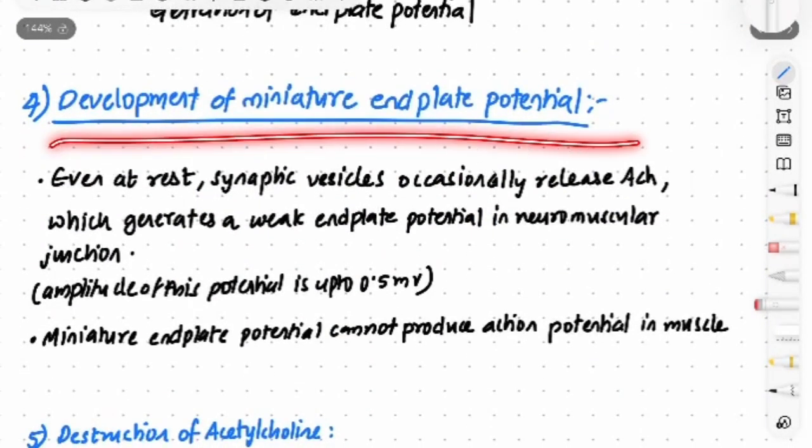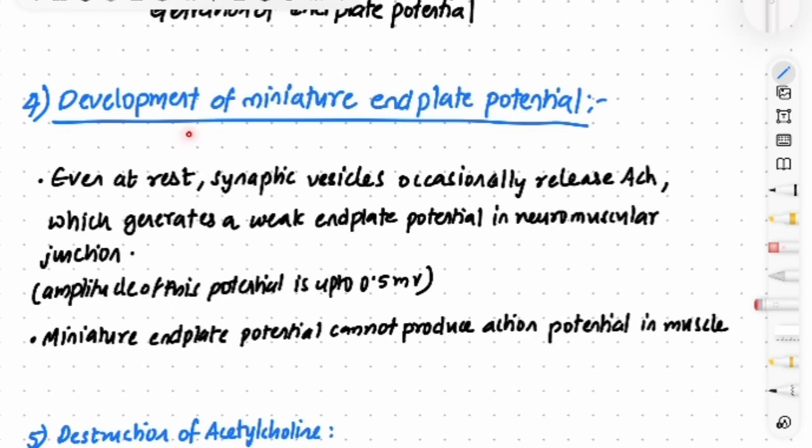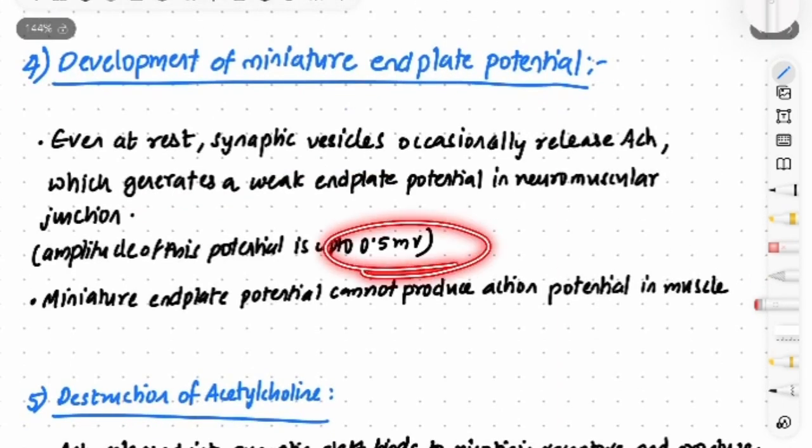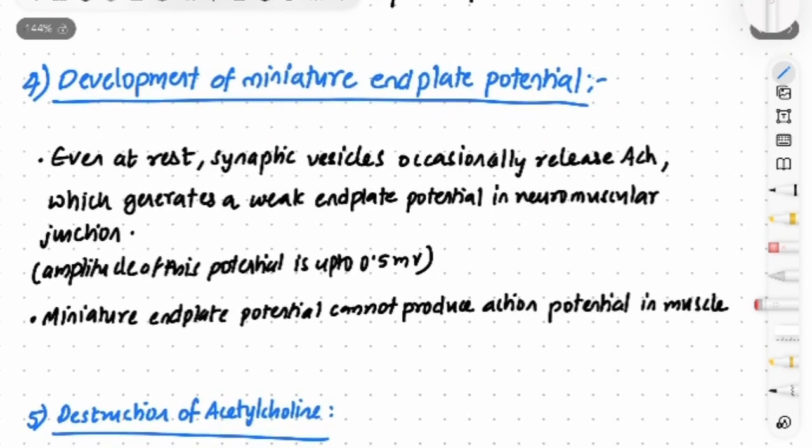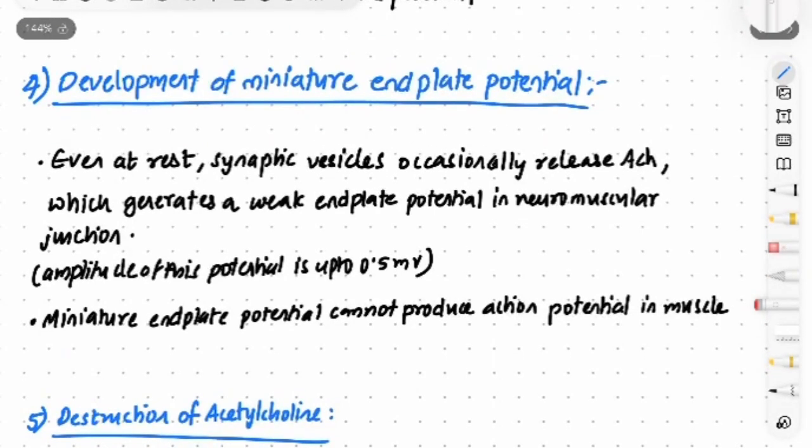Now the fourth point is development of miniature end plate potential. What is this miniature end plate potential? How is it generated? Miniature, a small potential basically. Even at rest, the synaptic vesicles occasionally release acetylcholine, which generates a weak end plate potential in the neuromuscular junction, and its amplitude is about 0.5 millivolts. This miniature end plate potential cannot produce an action potential in the muscle. Just remember this. It is basically the release of acetylcholine even at rest. That is, even if depolarization does not occur, occasionally there will be release of acetylcholine into the synaptic cleft. It is the basic funda.